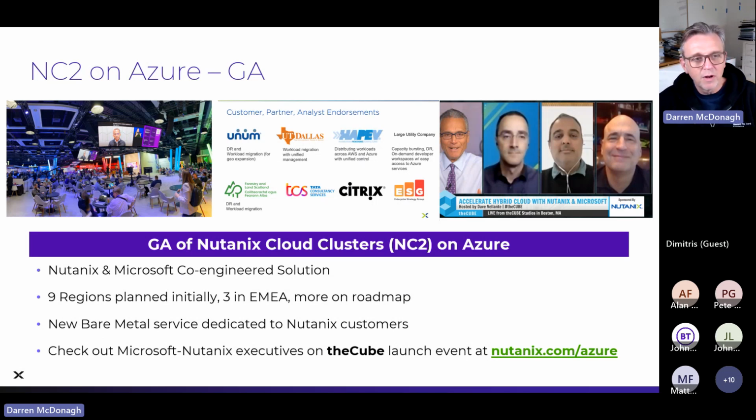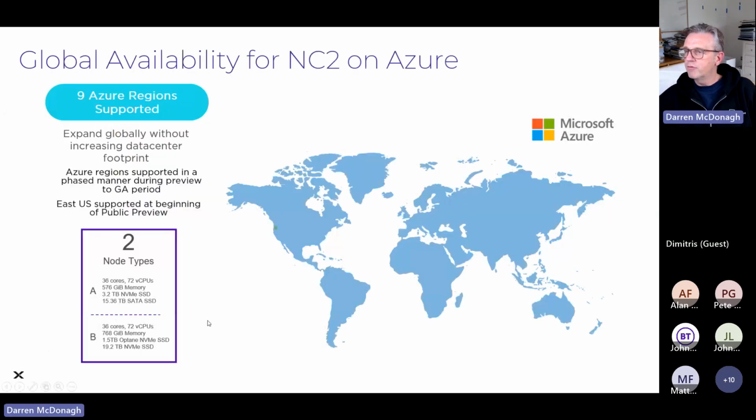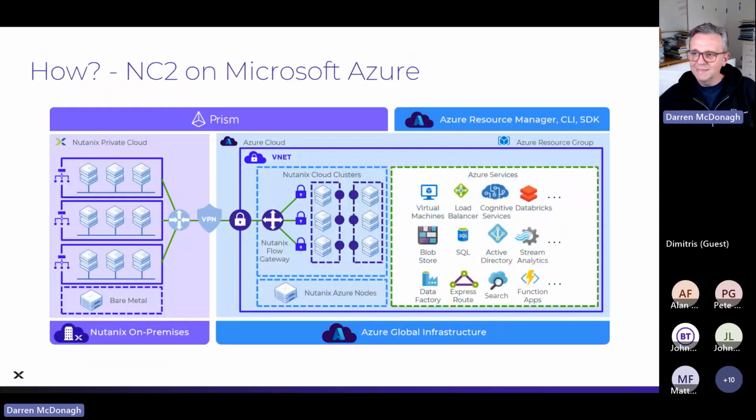And that's gone live now. We're live in 9 regions globally, and we've got three regions in EMEA currently, some others in the US and Asia Pac, and that's going to grow in the second wave of deployments overall. 2 node types currently, but again, that's going to be growing with compute heavy and storage heavy nodes overall. So what exactly is it, right?